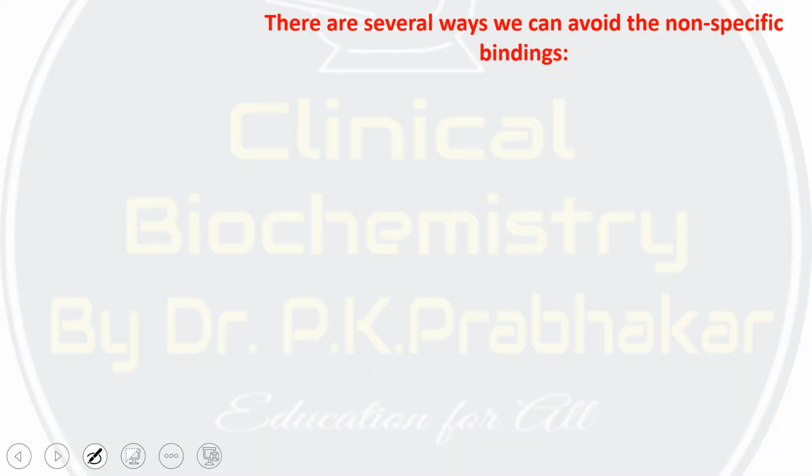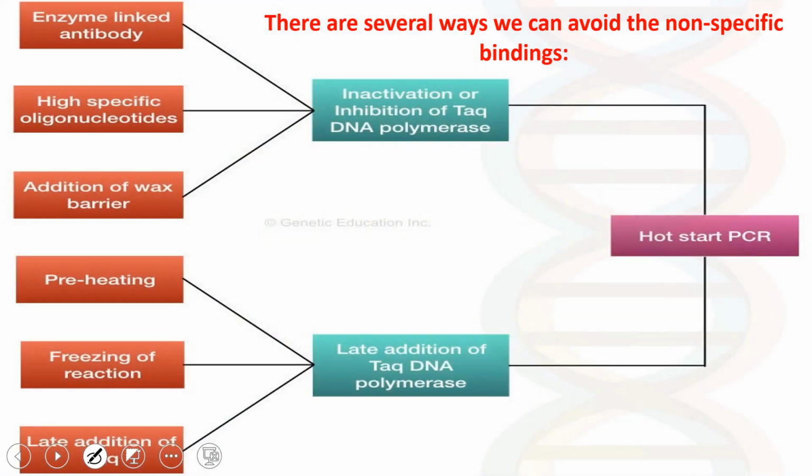There are several ways by which we can avoid non-specific binding. You can divide them overall into two ways. First, inactivation or inhibition of Taq DNA polymerase. Or second, we add the DNA polymerase after certain processes. In the case of the first, where DNA polymerase is inactivated or inhibited, you can use enzyme-linked antibody, or a highly specific oligonucleotide can be added, or a wax barrier can be used. Or, when we use Taq DNA polymerase later on, we have preheating, freezing, or late addition of Taq polymerase.